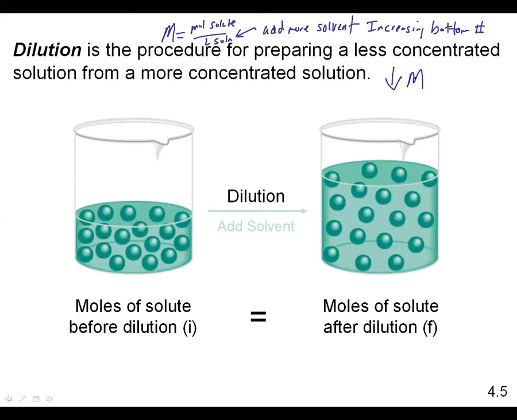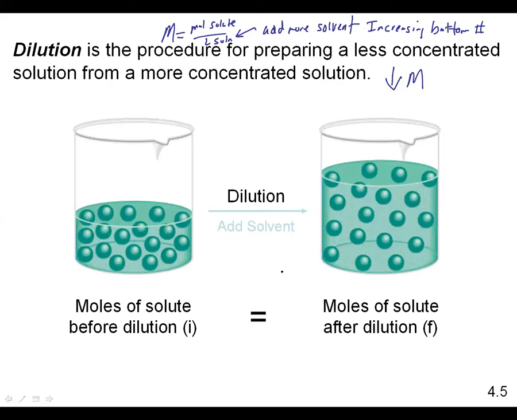The important thing to remember when you do a dilution is typically you're only adding solvent or water in a lot of cases. And the moles of solute before you do the dilution and the moles of solute after you do the dilution are always going to be the same. The only thing that you're changing is basically adding that more solvent.